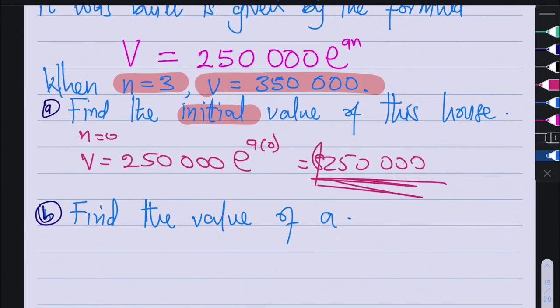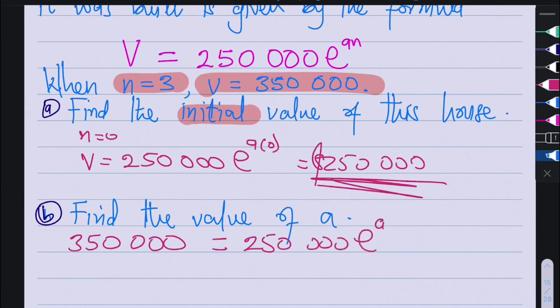Now they want us to find the value of a. How do we do that? Well, they told us that when n is 3, V is this whole thing. So let's put it there. V will be 350,000 is equal to 250,000 e to the power an. But what is n? n is 3. All right, so we can do some cancellations. Cancel out the zeros. We are good to go.